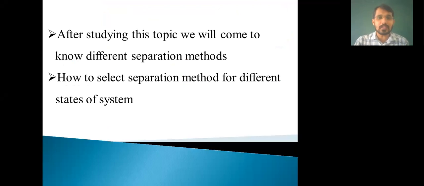So after studying this topic, we will come to know different separation methods, and how to select separation methods for different states of systems. State of system means vapor, liquid or gaseous system. Means how to select different separation methods for these types of systems.